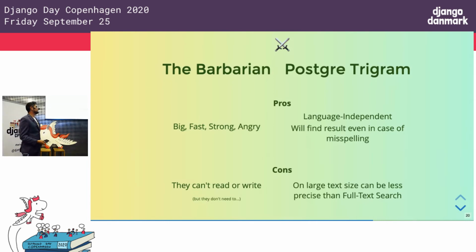On the other hand, if you're looking for something a little bit more semantic, you have large texts. And when I talk about large texts, I'm talking about the size of each record, not the number of records that you have. This can be less precise than full text search.